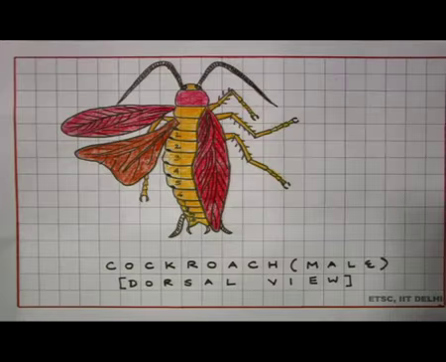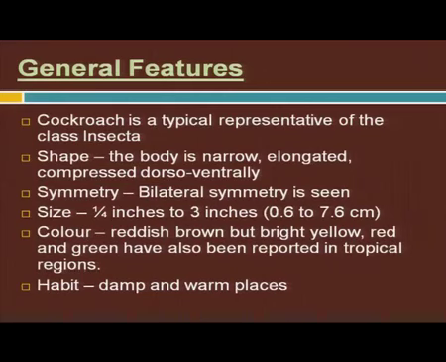What about its habit? Where does it live? It prefers to live in damp and warm places, and you can find it everywhere, especially it is a domestic pest, and it can be commonly found in houses, in the kitchen, in the canteens, in the hospitals, and wherever damp and warm conditions are present for its existence and there is a lot of food, it will be found there.